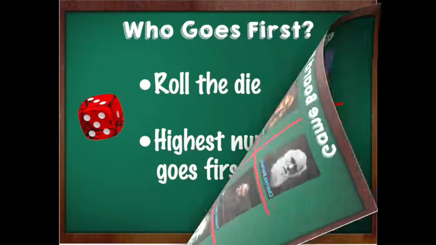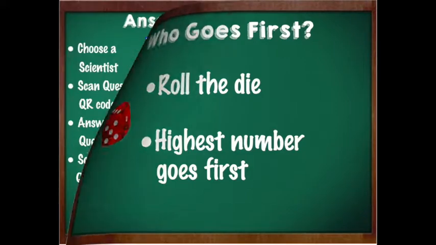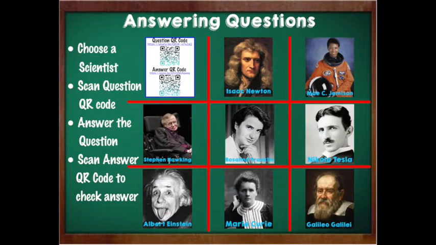You can use a variety of methods for choosing who goes first. I like using the die for this game. The student who rolls the highest number goes first. The student will choose a scientist, turn over the card, and scan the question QR code on top.